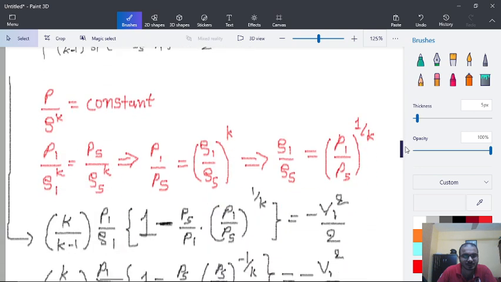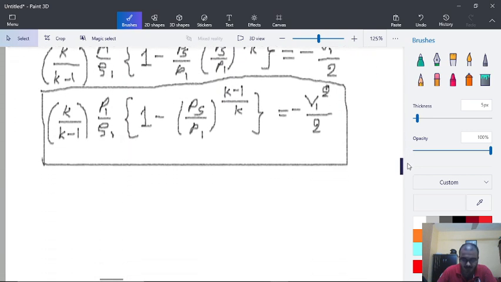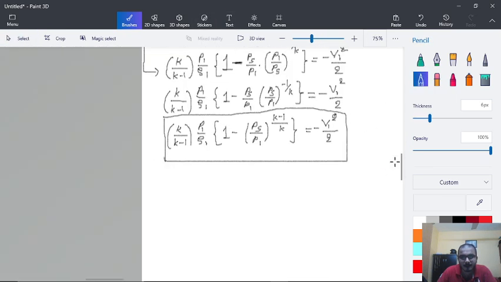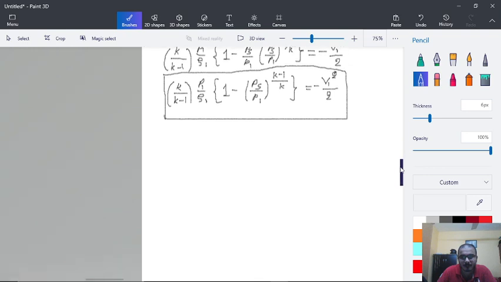And we have derived up to this. So let's continue from here. Let's begin the derivation.